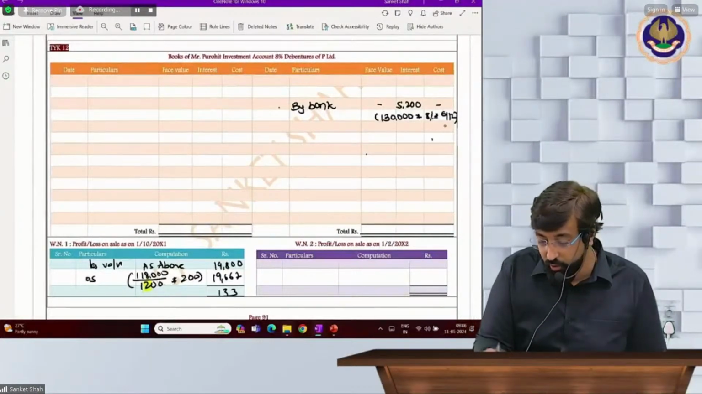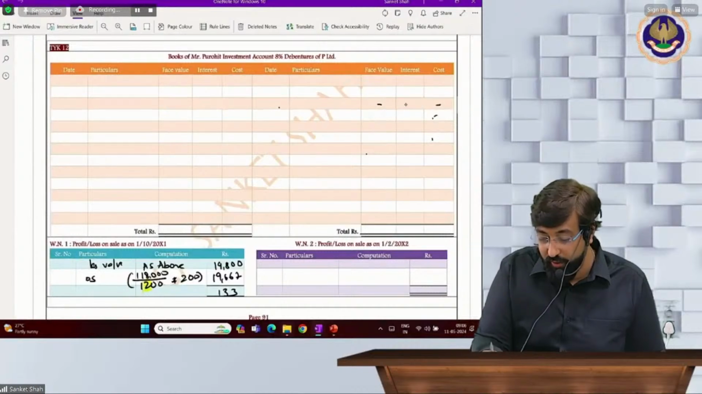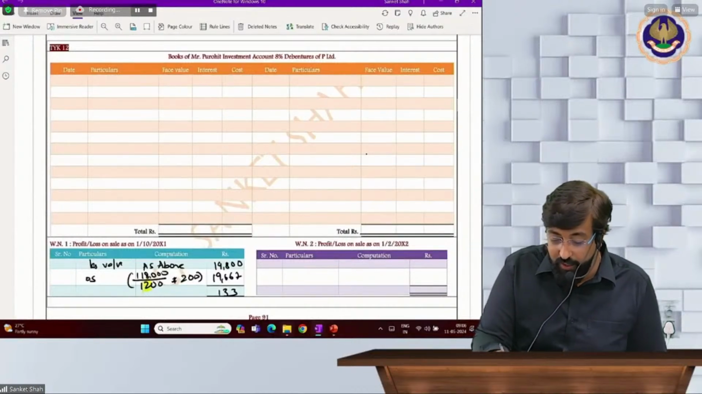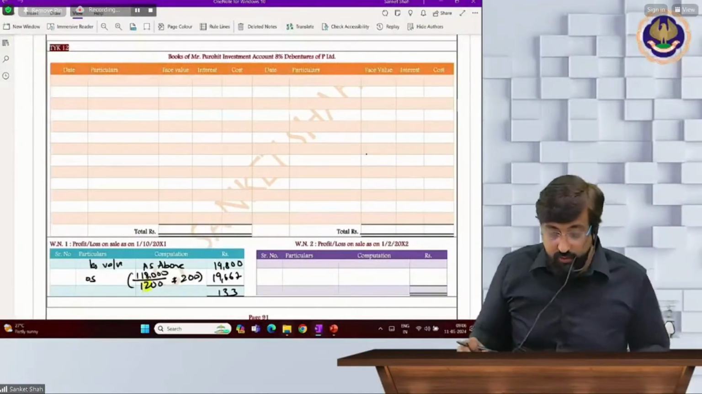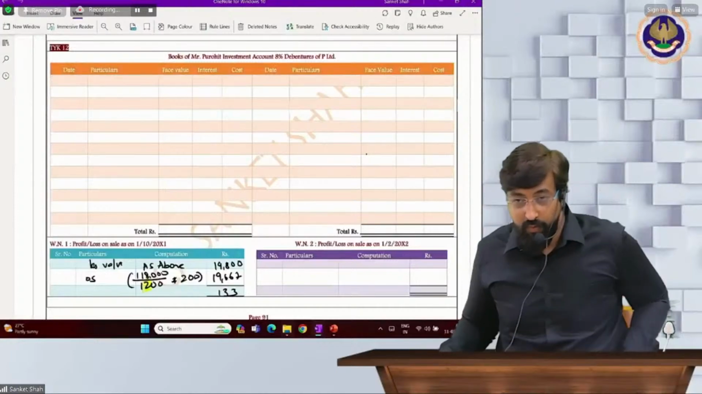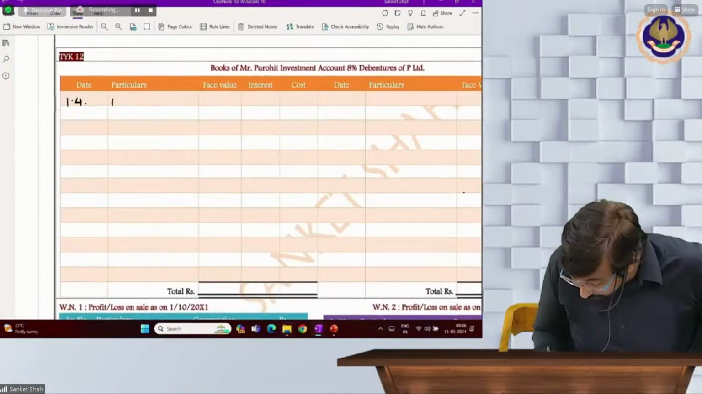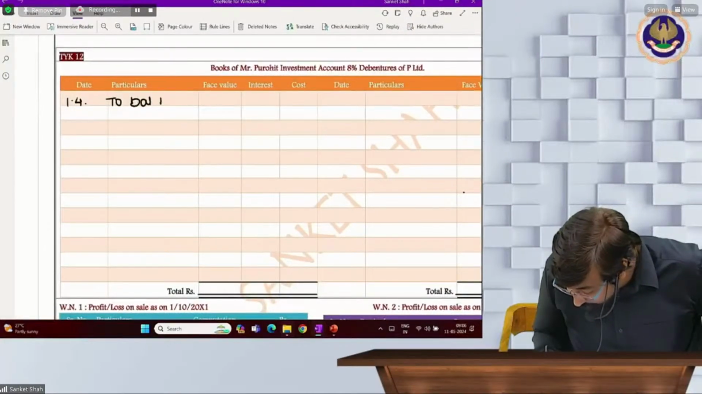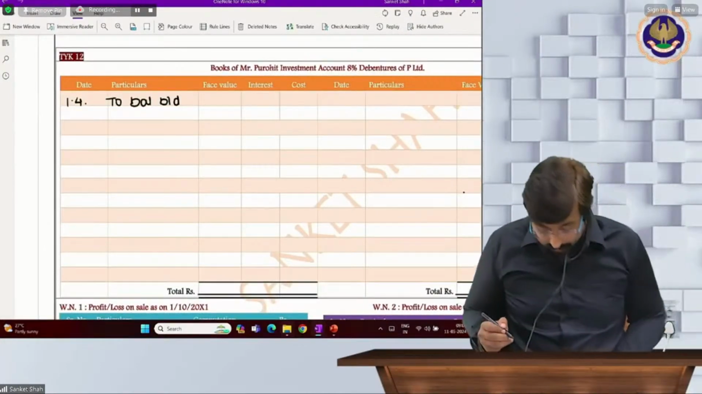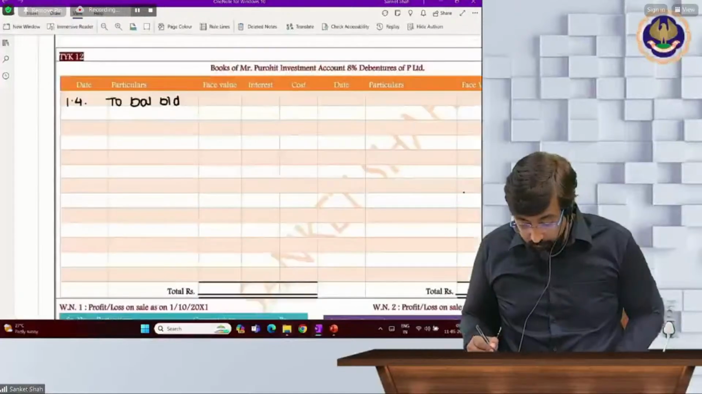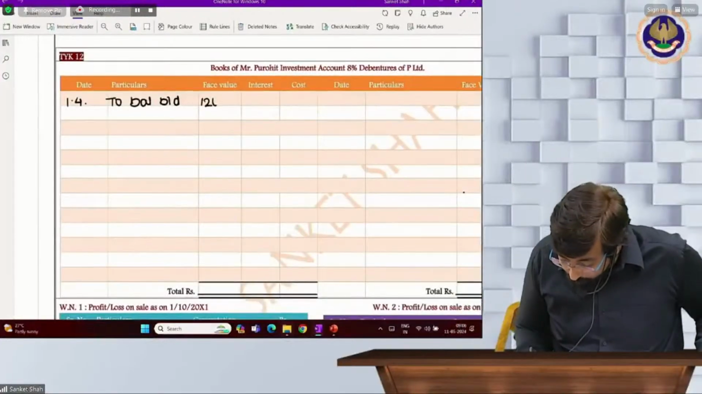So I'm going to solve it over here. You have to do calculation only. So tell me, what is the opening balance, Rashmi ji? 1,20,000, on 1st April, I will write. Balance brought down. In the face value column, 1,20,000.